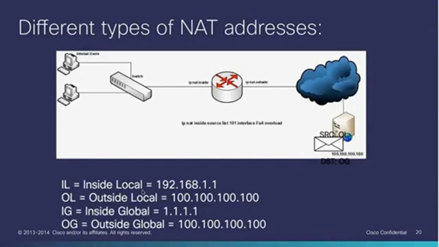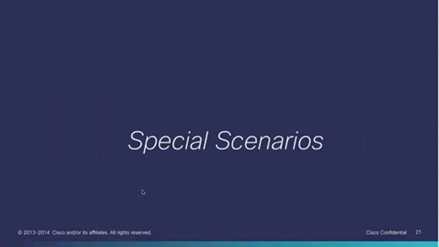So remember this as a general rule of thumb. Hits an inside interface, first route, then NAT. Hits an outside interface, first NAT, then route. That's pretty much what you need to remember from this particular section. Okay. Now we're going to start looking at some special scenarios.